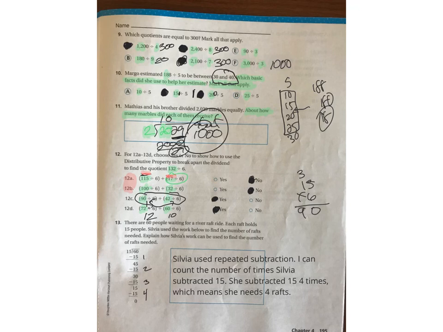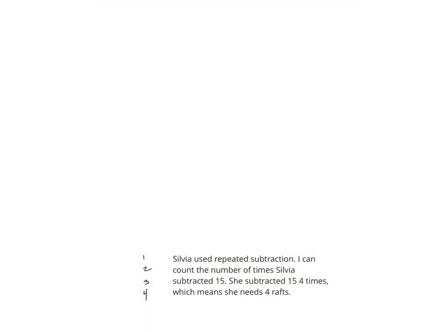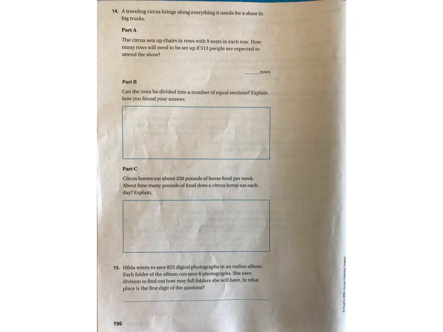We're going to go on to page 196. So if you have your books in front of you, go ahead and switch them over. Boom. And there we go. 196, up and coming. Look at that. 196, ready to go. All right. Let's start off. We have 3 parts here for number 14, a traveling circus. All right. So a traveling circus brings along everything it needs for a show. Wonderful. Let's look at this.